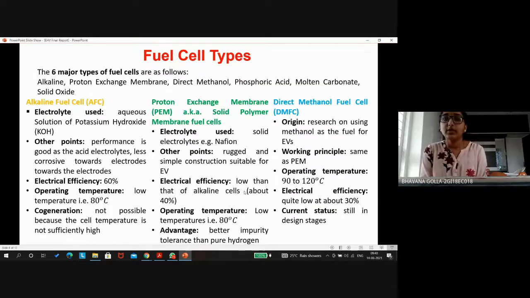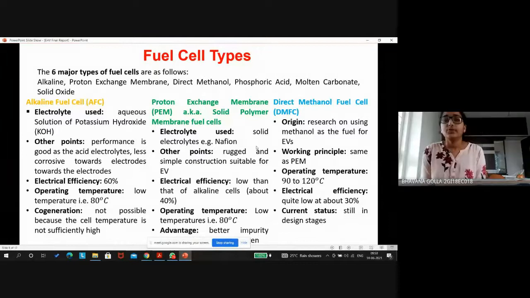So now we talk about the different types of fuel cells that we are using. We have majorly 6 types of fuel cells, with different efficiencies, strengths and weaknesses, and for various purposes we can use them according to our needs. So first we have alkaline fuel cells. In alkaline fuel cells, we are using the electrolyte as aqueous potassium hydroxide.